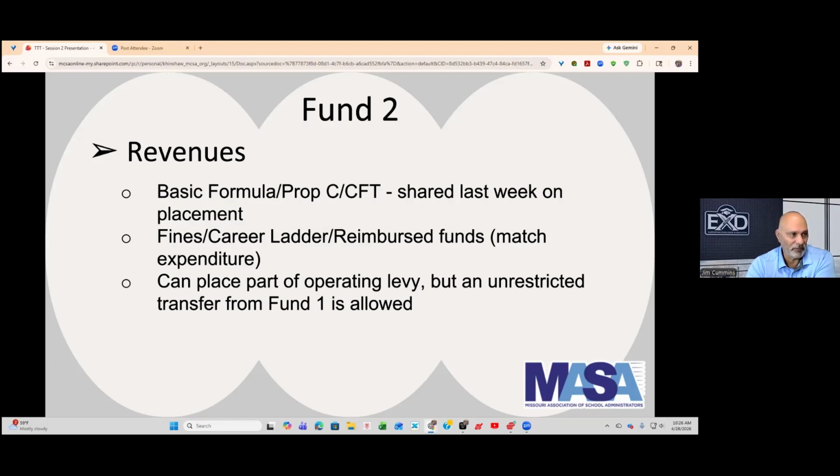Real quickly, when you have a payment request from IDEA or federal programs, maybe it's a grant, and you have certified wages and benefits, then when you receive those funds, whatever amount you charge them for wages and benefits of certified staff should be booked into Fund Two revenue.